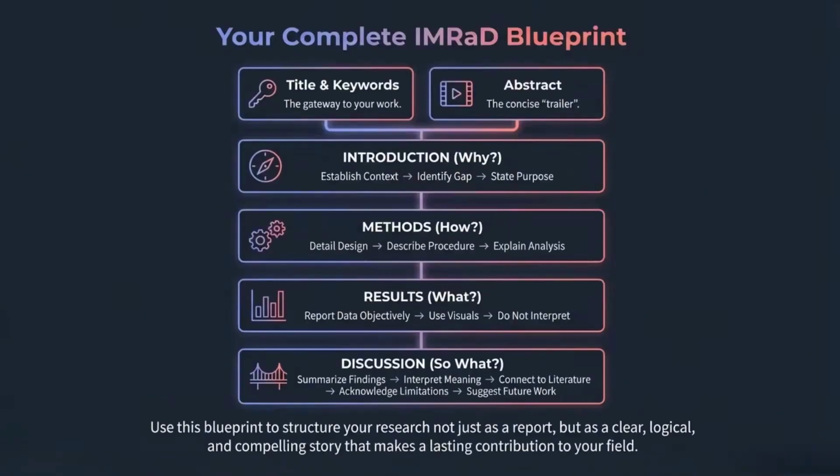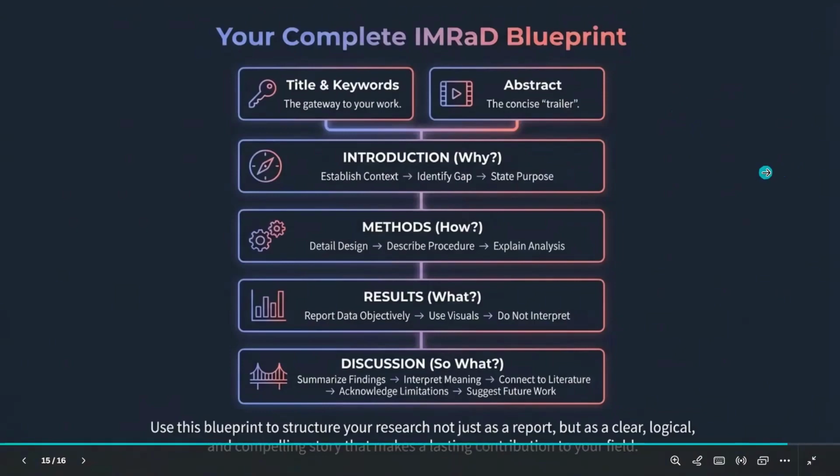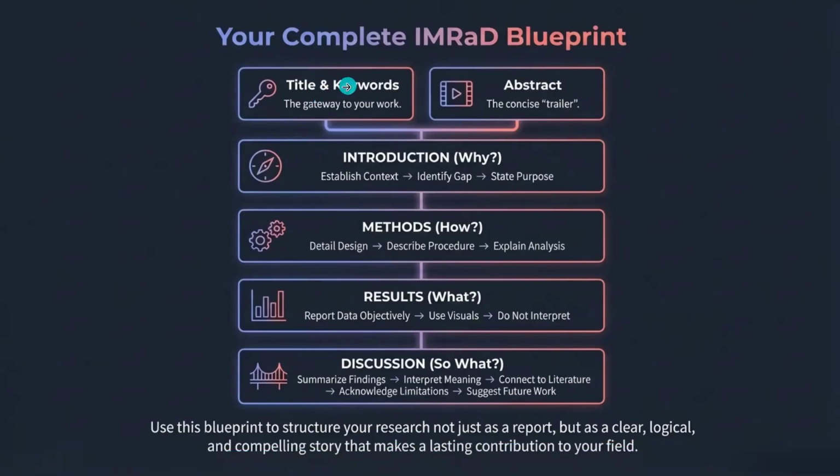And finally, this is our final IMRaD blueprint. I'm just giving a summary. Ideally, when you write the article, you should give preference to a title and keywords, which are a gateway to your work. The abstract is like a trailer of your movie, and then the introduction is the why part, where you establish the context, identify the gaps, and state the purpose. Then you move over to the how section, that is methodology, where you detail the study design, describe the procedure, and explain the analysis.